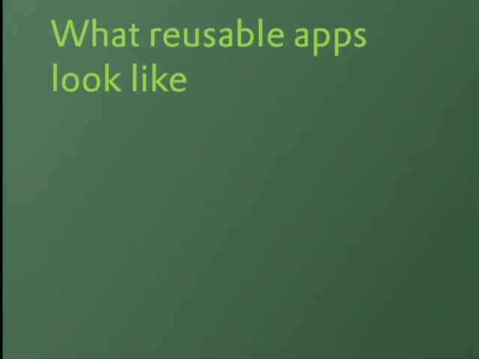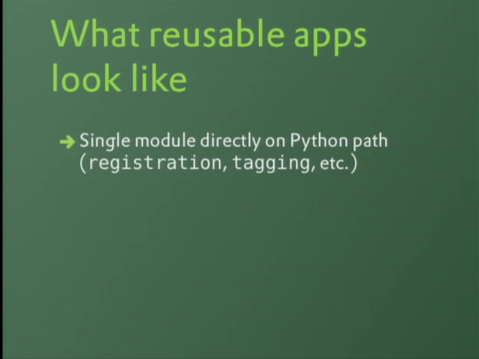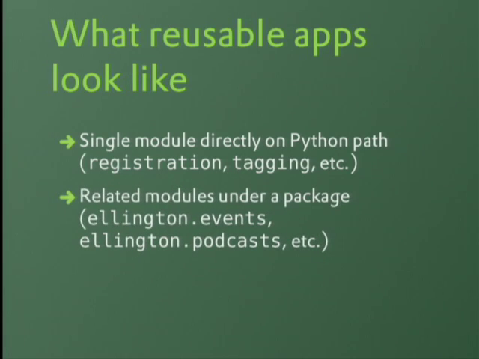So I like to harp on this. Reusable applications tend to be either one single module that lives directly on a Python path. An example is Django tagging. You end up with a module named tagging. Or a bunch of related modules living under a single package. This is what we do with Ellington. We have a bunch of applications in Ellington that all live under that namespace, and then we just mix and match them. But none of this project cruft.